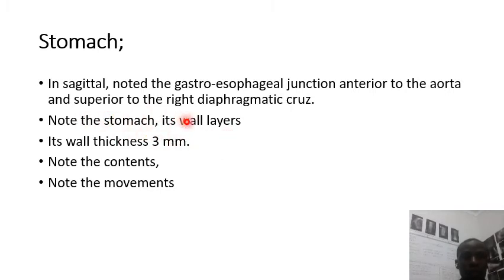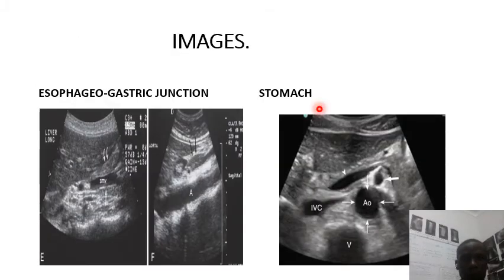The stomach, we do start at the gastroesophageal junction, which is also always anterior to the aorta in sagittal view of the abdominal aorta. Then there you can also go to the stomach, then you will see its contents. Its wall shouldn't exceed 3 millimeters, so always measure that wall.